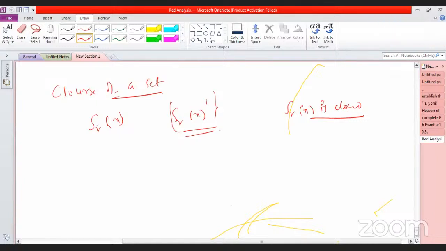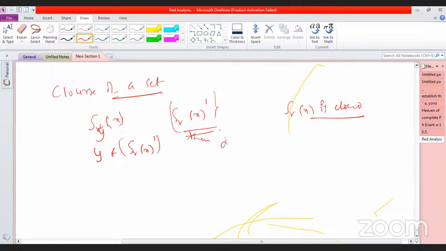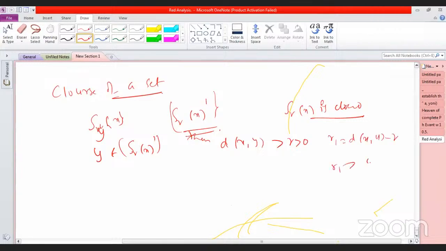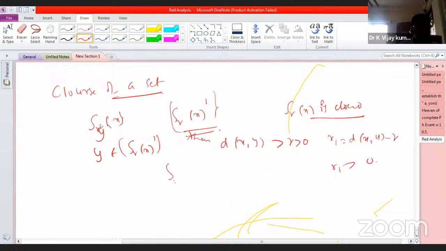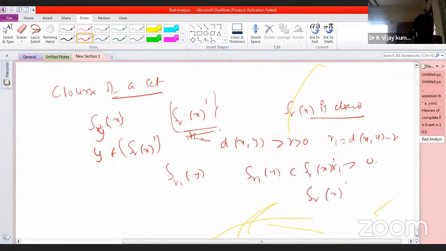So write these conditions. Let y belong to S_r[x] dash. Then d(x,y) is greater than r. Let r1 be equal to d(x,y) minus r, therefore r1 is greater than 0. Consider the open sphere S_r1(y), contained in S_r[x] dash. Therefore S_r[x] dash is open and subsequently S_r[x] is closed.